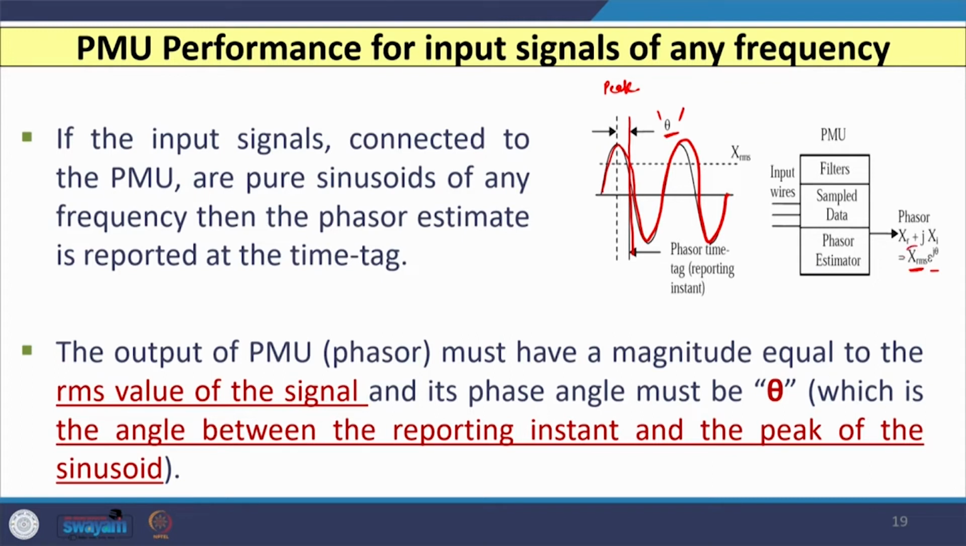So, that is why I have mentioned x RMS, and its phase angle, which is normally denoted by theta, here you can see, is the angle between the reporting instant and the peak of the sinusoid. So, this e raised to j theta is again the output of the PMU in terms of phasor.